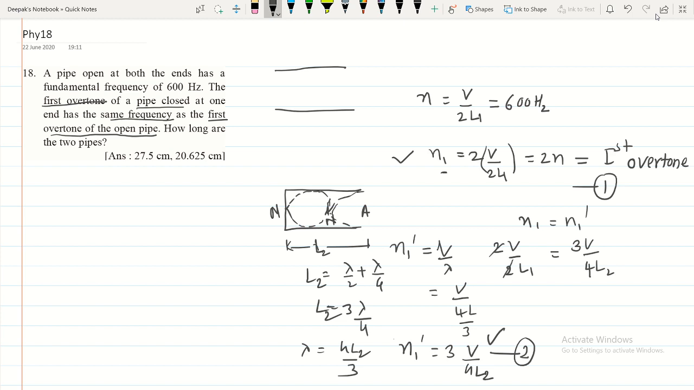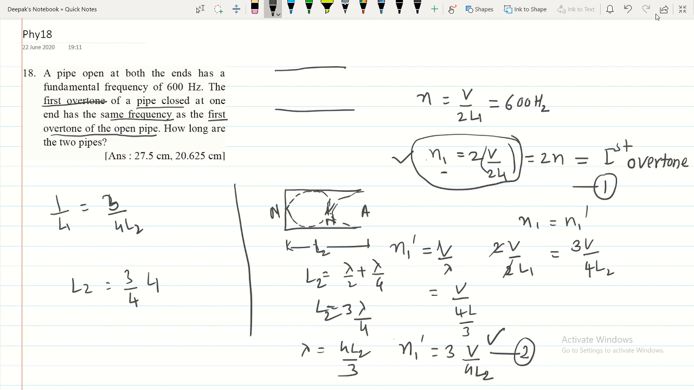So 2 will get cancelled, so I'll write over here. 1 upon L1 will be equal to 3 upon 4 L2. So that means L2 will be equal to 3 by 4 L1, right? So we have this situation. But from this problem we can say the value of N1 frequency is twice N. So twice N means double of this N, that is 600. That means 2V upon twice L1, or V upon L1, will be equal to 1200.